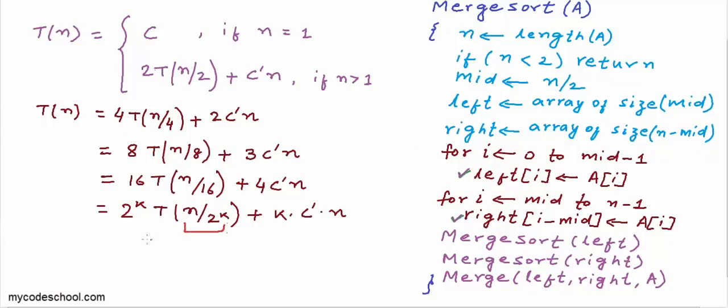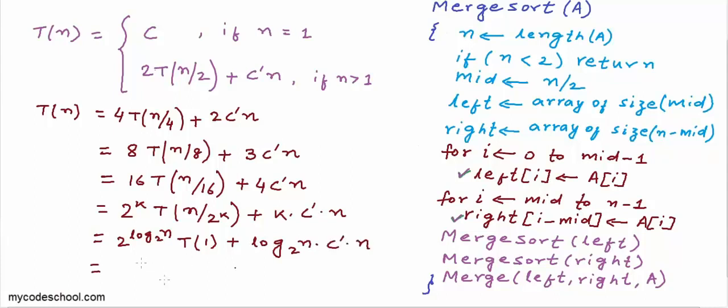In that case, n upon 2 to the power k will be equal to 1. That will mean 2 to the power k will be equal to n, and k will be equal to log n to the base 2. So if k is equal to log n to the base 2, we will have this expression in terms of T1. So finally we can write this as 2 to the power log n to the base 2 times T1 plus log n to the base 2 into c dash into n.